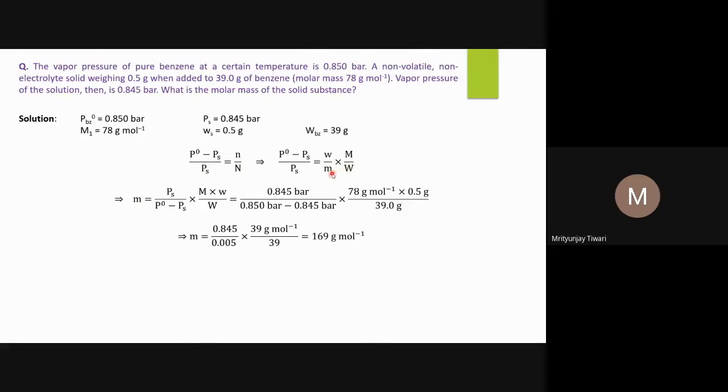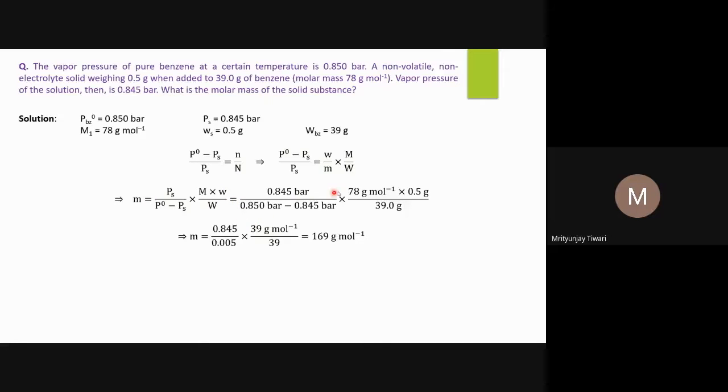Now from here, what can I write? A smaller m will be equal to, if this goes to this side, this equation will be reversed. So it will be equal to Ps divided by (P naught minus Ps), because this is in division on this side, so it will go into multiplication. This multiplication on the left hand side will go into division. And the m is in division, so it will go into multiplication this side. So m is Ps divided by (P naught minus Ps) whole, into the rest of the things, a smaller w into capital M, divided by capital W. This is not going to change.